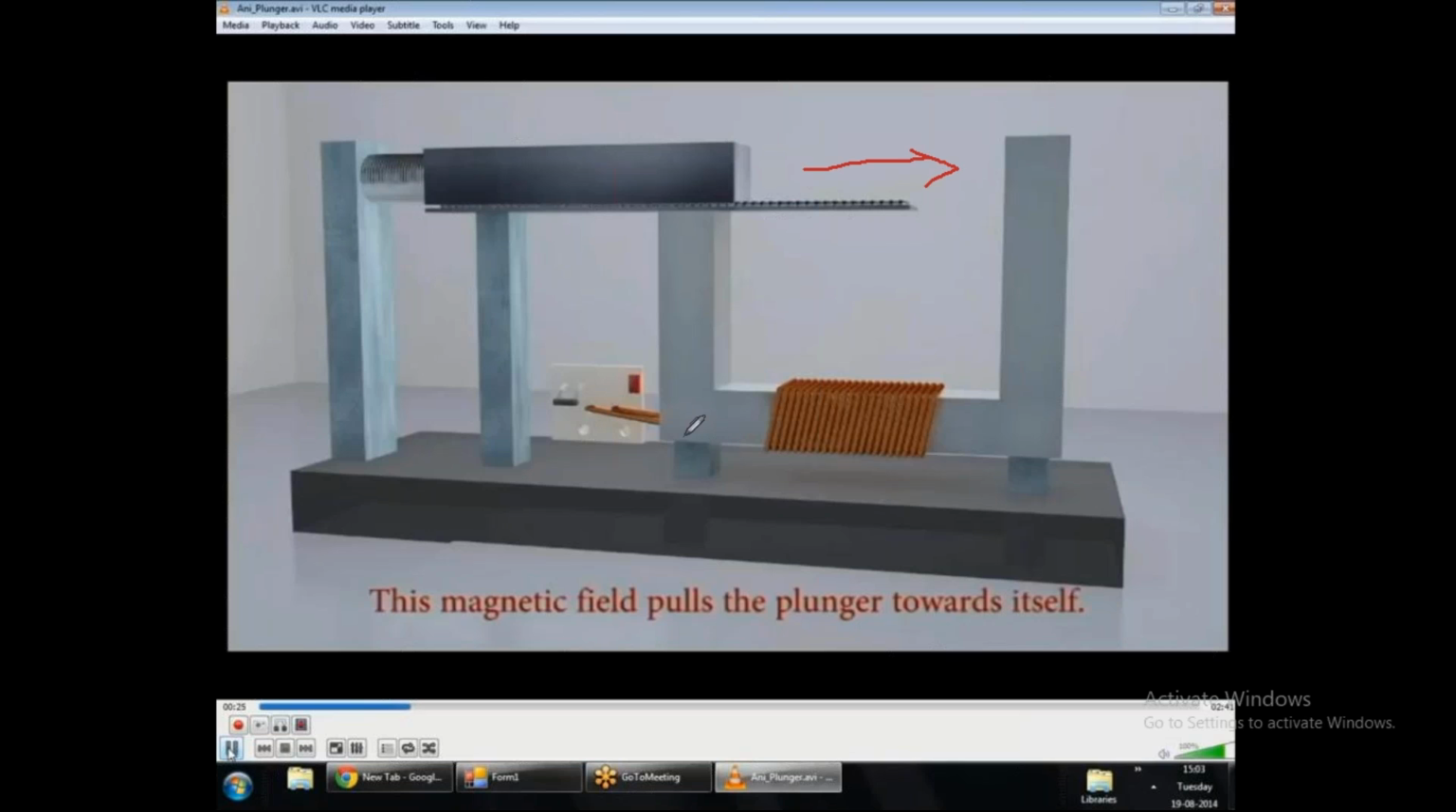Now, at the same time, when the current is zero, the coil is de-energized and loses its magnetism. Then the linear contact should move backward. So this is called a plunger type armature circuit. Okay?